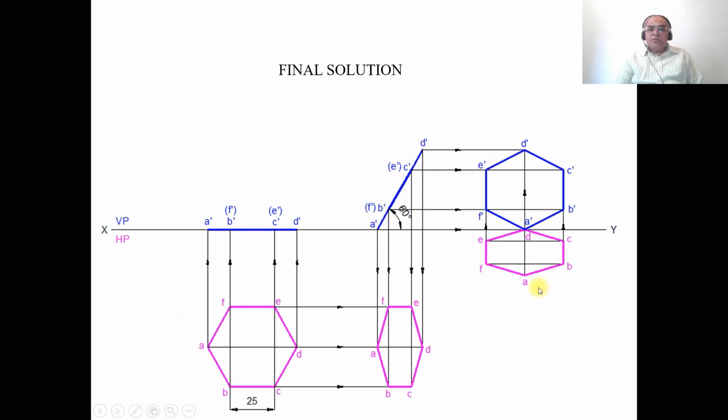So now I need to solve this problem by using the sketchbook. To draw that, first we are going to draw a horizontal thin line, and you mark this line as XY line and mark this as VP and HP. As we see that the hexagon to be drawn is resting on one of the corners, so there should be a diameter which should be parallel to the XY line.